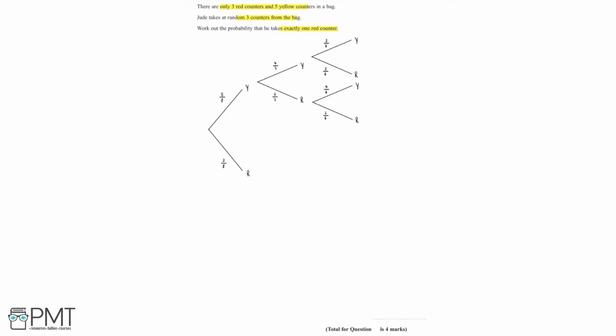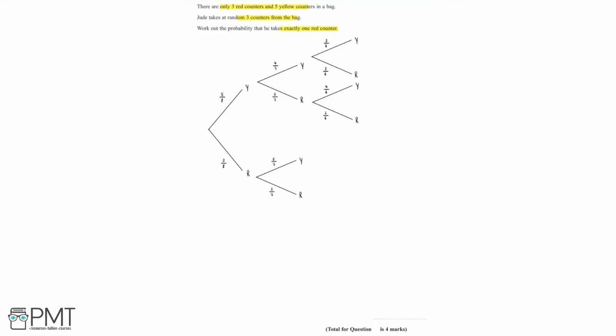on our first go. Now let's consider what happens when we take red on our first go, and it's the same principles all over again. If we take a red counter on our first go, well now regardless of what colour we've picked, we've already taken 1 counter from the bag, and so our new total for this part of the diagram will have a denominator of 7, because there'll be 7 counters left in the bag on our second go. Now if we take a red the first time, that means the yellows are untouched, and so we still have 5 yellow counters left in the bag out of a total of 7. As for the red counters, if we've already taken 1 and there were 3 to begin with, that means there are 2 left out of a total of 7.